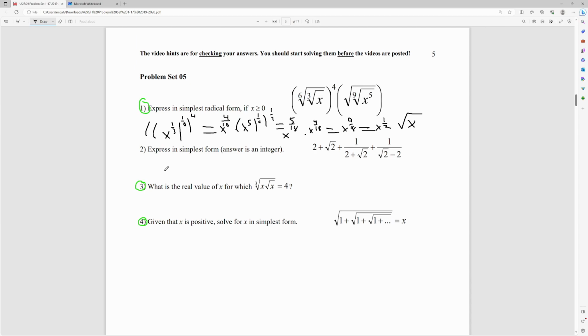Now, this next one: what is the real value of x for which the cube root of x times the square root of x equals 4? We could do this in the same way as we did the last one, but I think it'd be easier to just cube both sides to get x times, let's use fractional exponents, x to the 1/2 equals 4 cubed, so 64. So now we get x to the 3 over 2 equals 64. Let's raise both sides to the 2 over 3 so we get x by itself. So we get x equals 64 to the 2 over 3. Or, in other words, x equals the cube root of 64 squared.